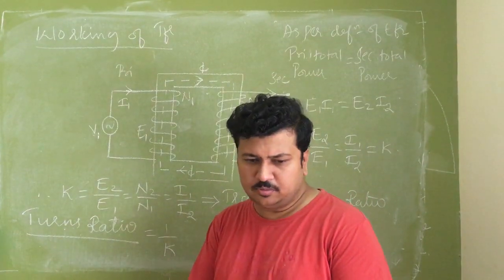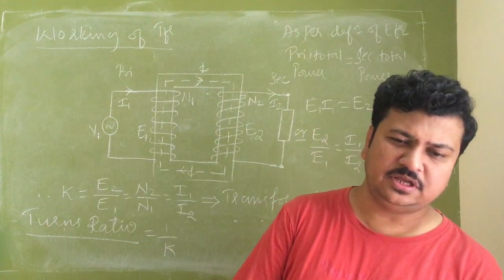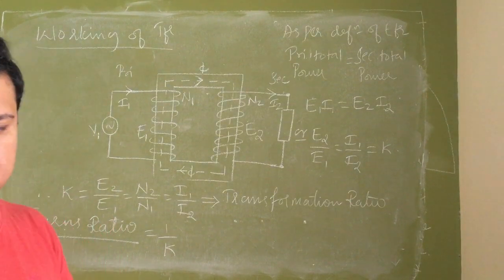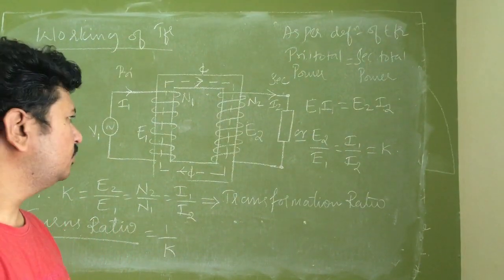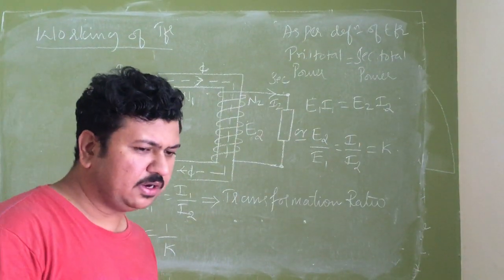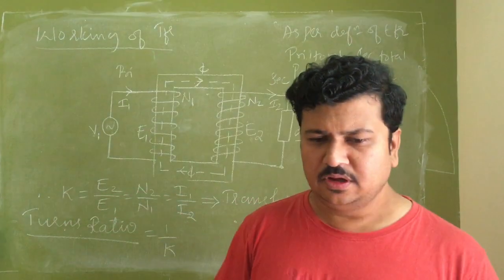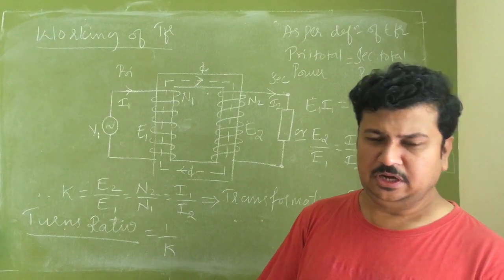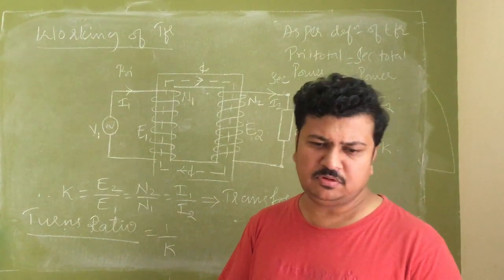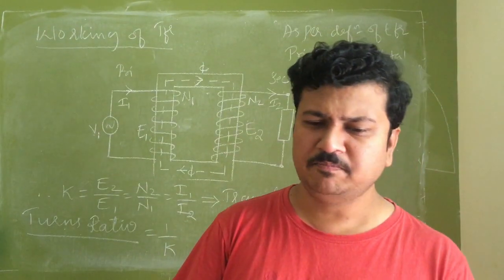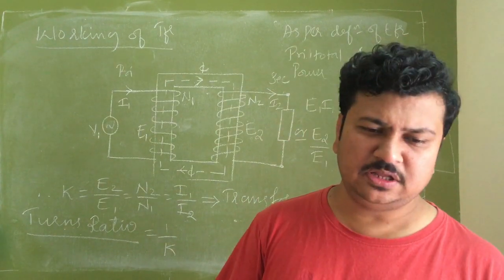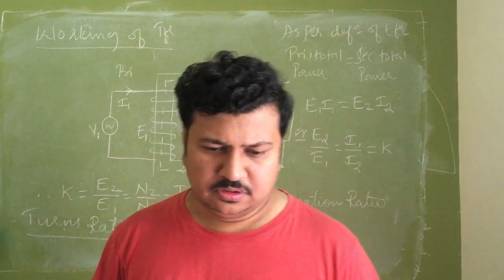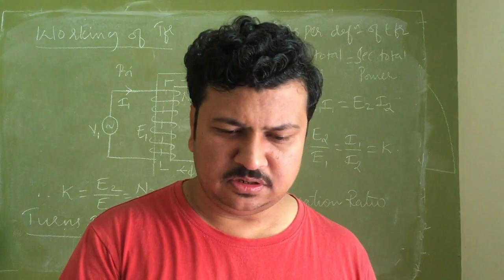In the next class, we will see the EMF equation of transformer. So today we will stop the class. Today we saw the construction and working of the transformer, and tomorrow we will go through the EMF equation of transformer, and with that EMF equation we may solve a few numericals or examples. After that, we will move to the losses and efficiency of the transformer. Thank you for joining the class. We'll end now.